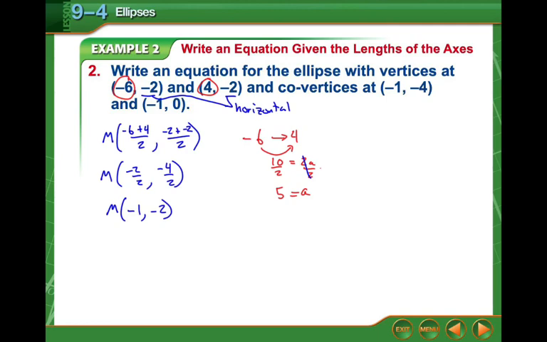Do the same thing for the other points. We got a negative 1 for the x's. That's normal. Those should be the same. For the y, though, we have a negative 4 and a 0. So a negative 4 going to 0, that's a gap of 4. And that's going to be equal to 2b. So we divide by 2 on both sides of that one, and b equals 2. So we have our a, we have our b, we have our midpoint, our center.